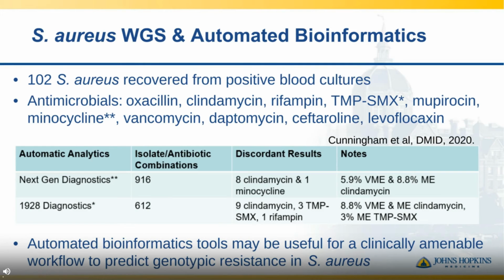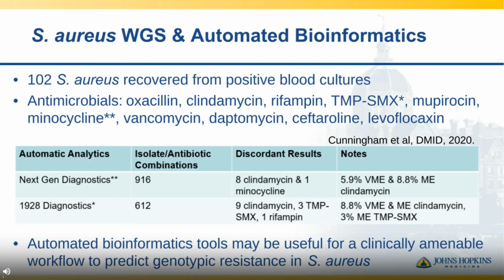But here's one of the publications comparing Next Gen Diagnostics and the 1928 analytics programs for 102 Staph aureus isolates recovered from positive blood cultures to try to predict the phenotypic profile for these isolates, including these agents listed here. There are some differences in which one of the analytics could predict some, but not all of the agents, and hence the difference in the combination of isolate antibiotic combinations that can be compared between these two pipelines.